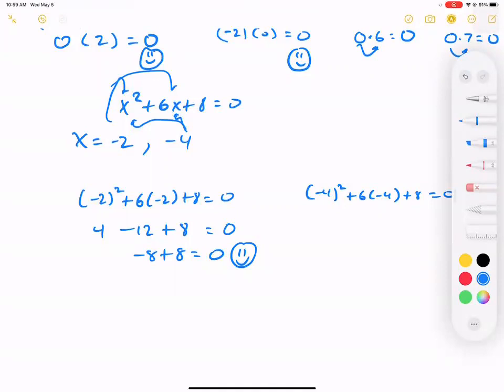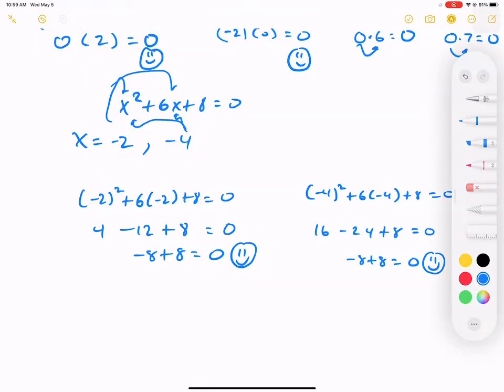On the right, let's take a look. Negative 4 squared is 16 minus 24 plus 8. Does that look like it's 0 yet? Well, 16 minus 24 is negative 8. Uh-oh, we are also at 0. Check it out. We have found not only one answer that was a solution, we found 2 solutions for this crazy problem.